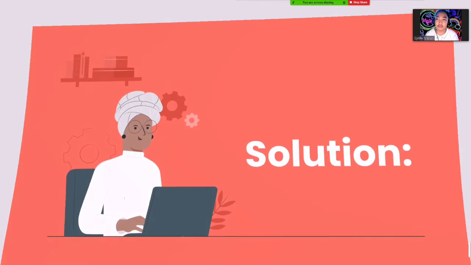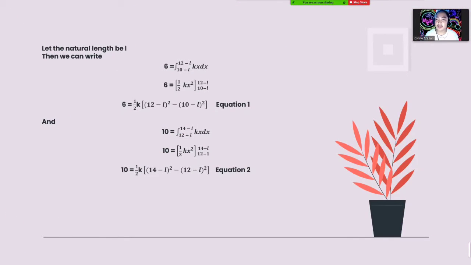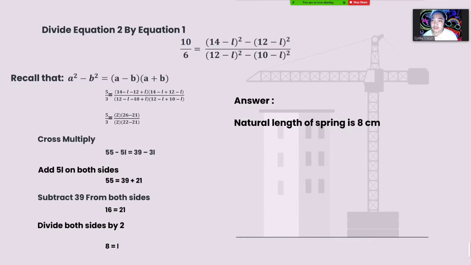Solution: let the natural length be L, then we can write equation 1 as 6 and equation 2 as 10. As you can see, we divide equation 2 by equation 1: 10 over 6 equals ((14 minus L) squared minus (12 minus L) squared) over ((12 minus L) squared minus (10 minus L) squared).